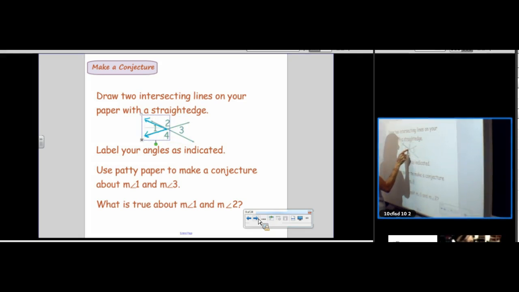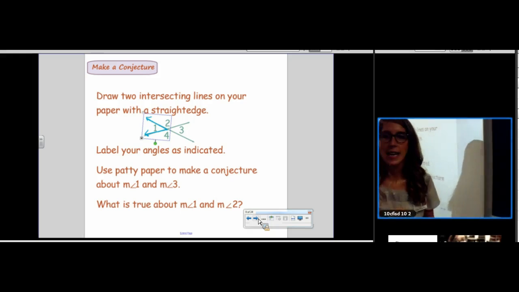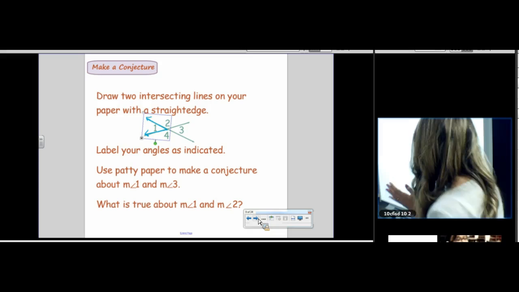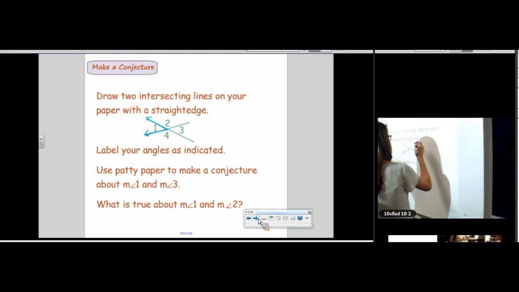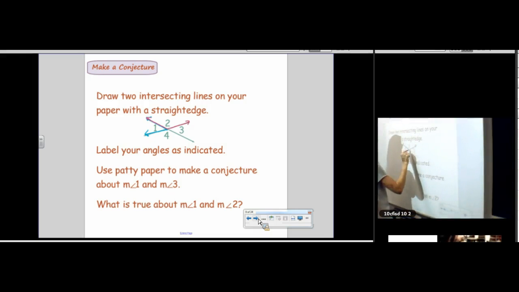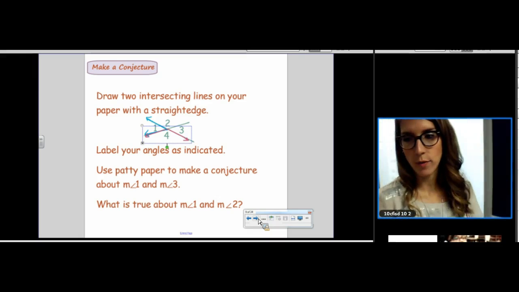But if I were to rotate this guy, and then I were to put it over here, rotate it a little bit better, you will see that angle 3 is the exact same measure as angle 1. And if I were to do that for angle 2 and angle 4, it would also remain true. If I take angle 2 and I rotate it and put it right at, wow, perfect. Angle 2 is the same measure as angle 4.